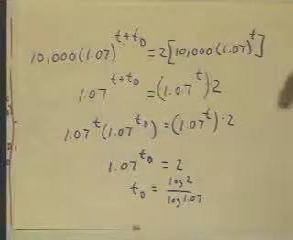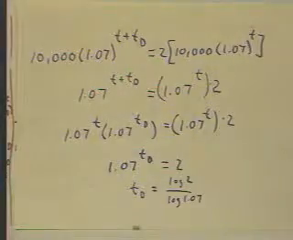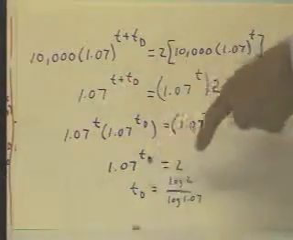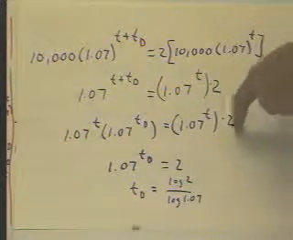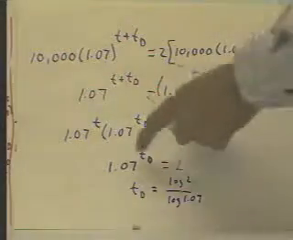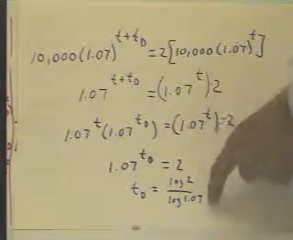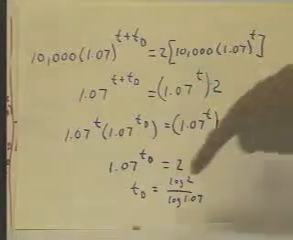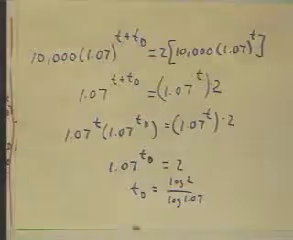What does this do? Well, this allows us to divide both sides by 1.07 to the t. On this side, we're simply left with 1.07 to the t sub d, and on this side, the 1.07 to the t divides out, and we're left with 2. This is the same equation that we saw before: 1.07 to the t sub d equals 2. Its solution is t sub d equals log 2 over log 1.07. And this proves that the doubling time t sub d does not depend on the clock time when we start measuring.